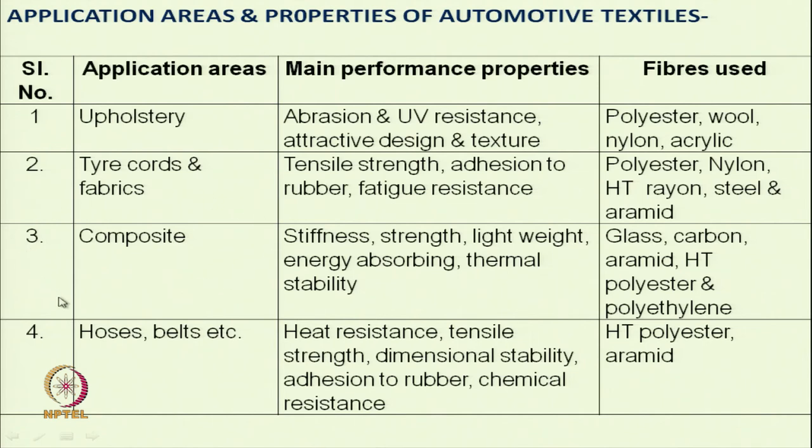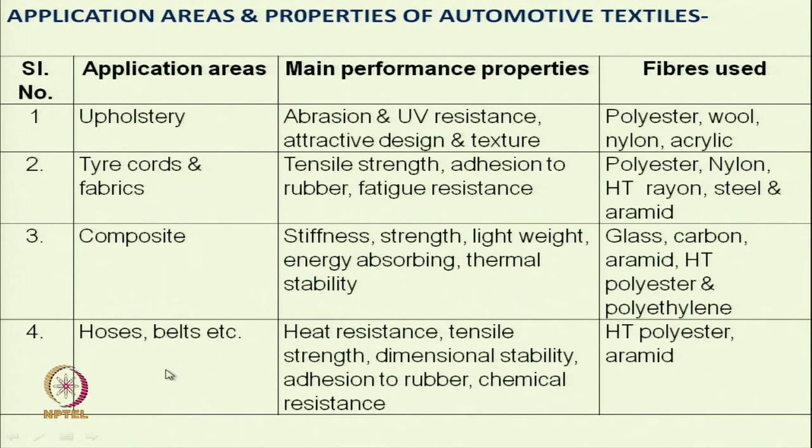For composite applications, for the body parts we need stiffness, strength, lighter in weight, energy absorption, so any shock absorption, thermal stability, these are the requirements. So, for that we use glass, carbon, high tenacity polyester, aramid, polyethylene, this type of fibers are used.